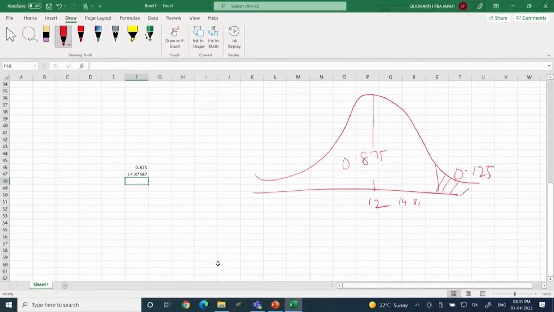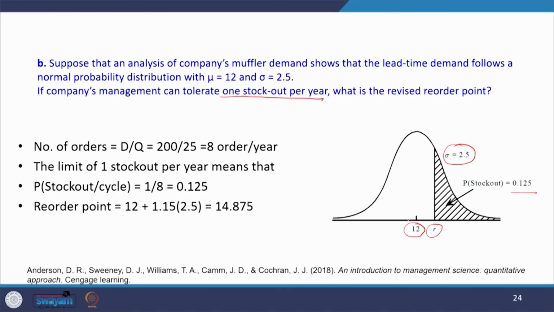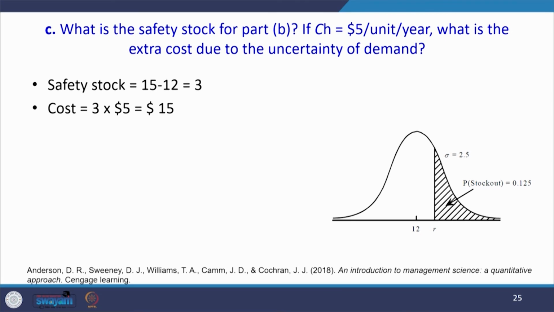I will go back to the presentation. Now, the reorder point is 14.875, approximately 15. So, what is the safety stock for part B? What is the meaning of safety stock? In case the demand is not fluctuating, we will order only 12 units, but now the demand is fluctuating, so instead of 12 we are now ordering 15 units. So, the safety stock is 15 minus 12, equal to 3. The holding cost for each unit is 5, so the total safety stock cost is $15.